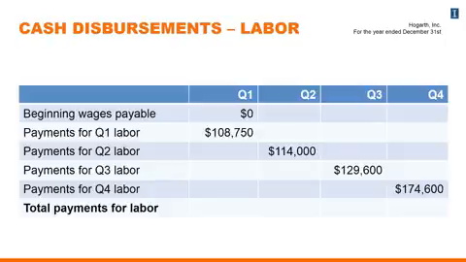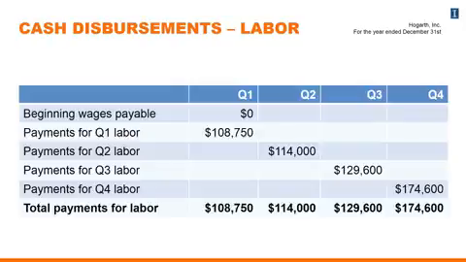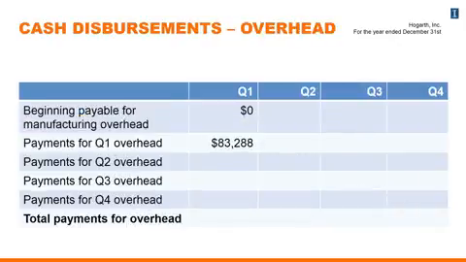So this schedule is much more simple because we don't have an inventory or a payable of an amount that we owe that spills over from quarter to quarter. The cash disbursements for labor equates the cost that we expect to incur in each individual quarter. So the total payments are provided there on a quarter basis, and we can figure out what the annual cost would be as well. Now let's turn our attention to the last type of manufacturing cost, and that is overhead.